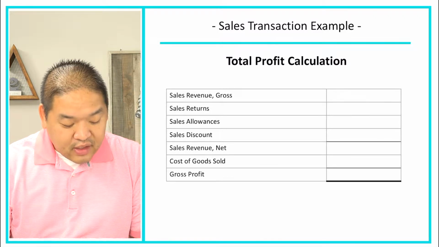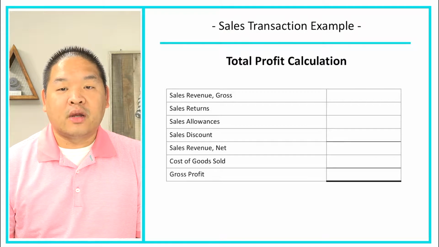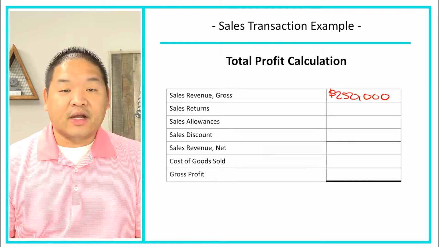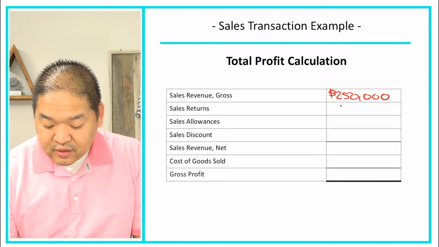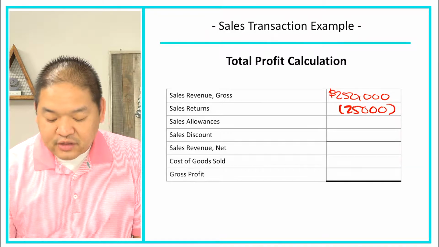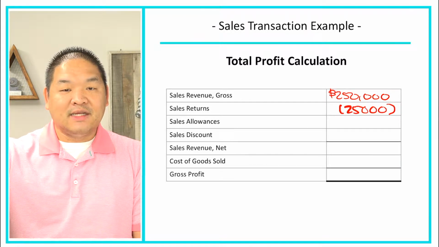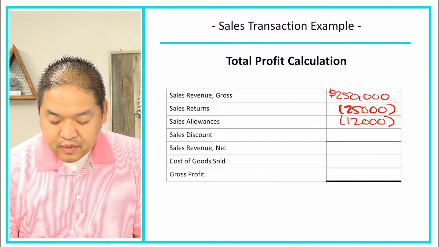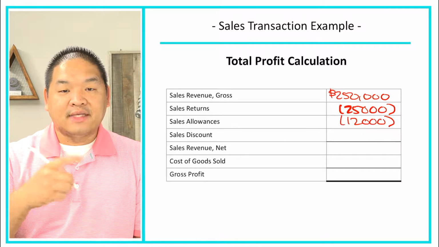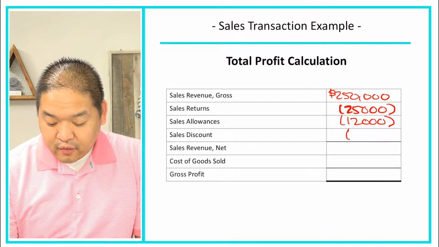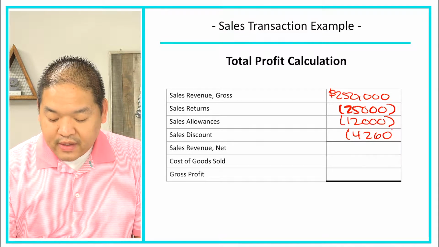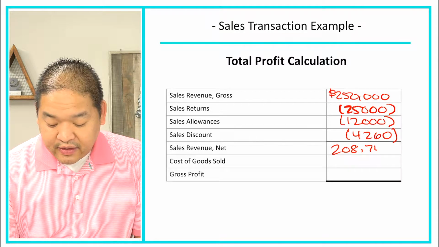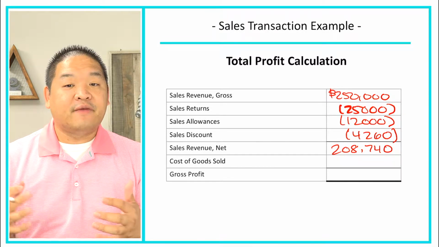All right. So if we start with sales revenues gross, we started with $250,000 of sales. So that's what our original sales was. Then our customer returned to us $25,000. So I need to subtract $25,000 from that $250,000 to kind of get to the net sales. Then from there, we gave them an allowance of $12,000. And then we gave them a sales discount in the last entry of $4,260 for paying early. So our net sales for this customer was $208,740.